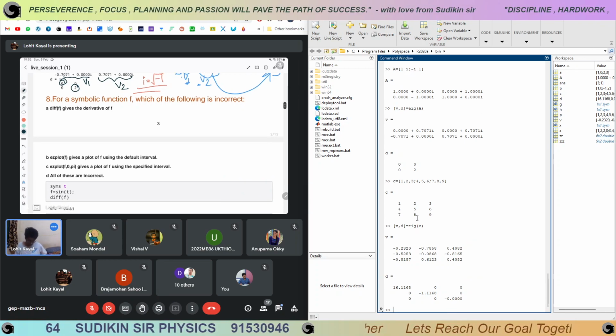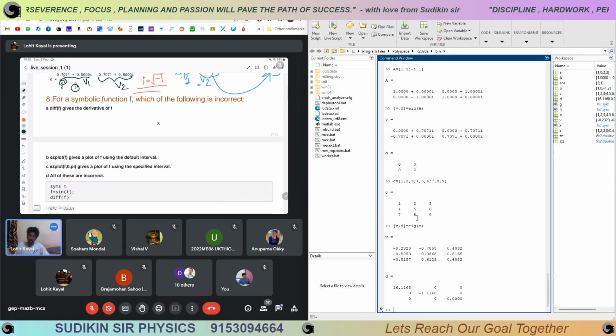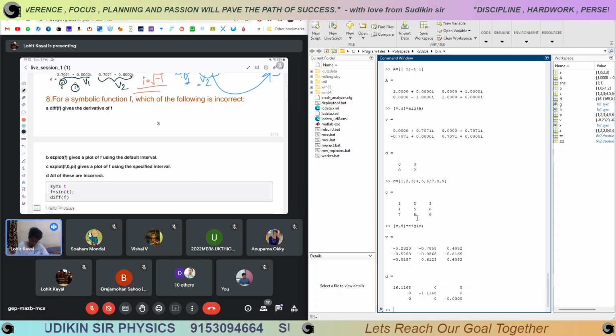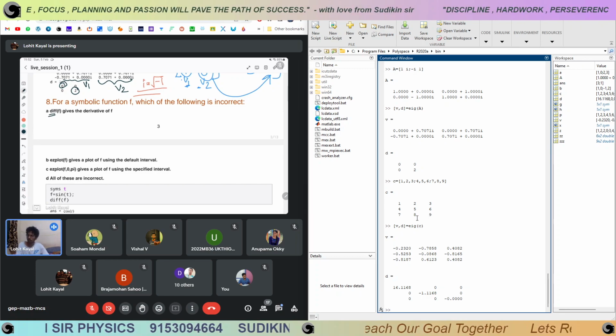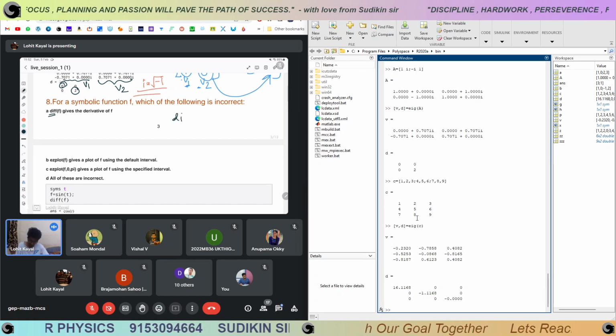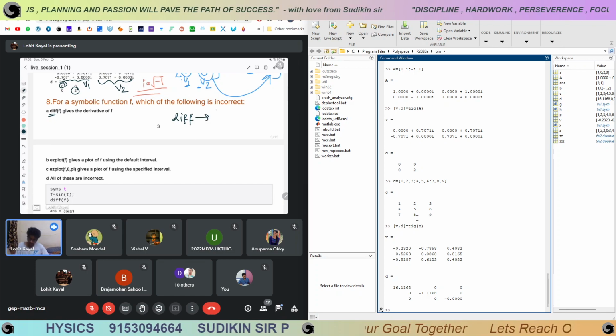Okay. Yeah. So now another new command for MATLAB. Here diff(f), where f is a symbolic function. diff will give you the derivative.